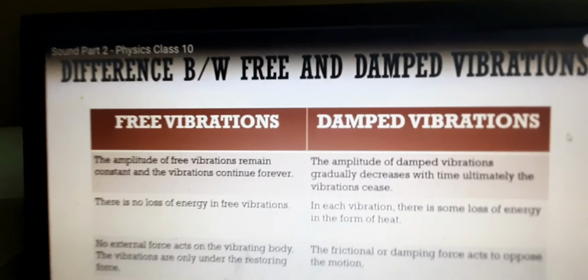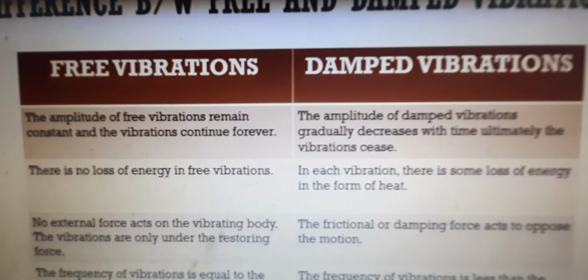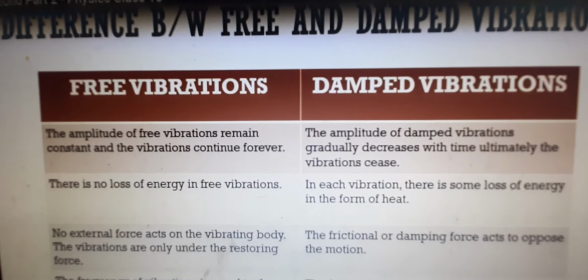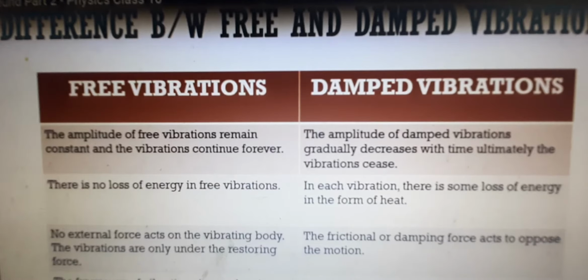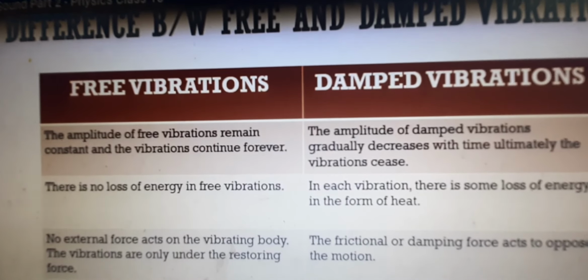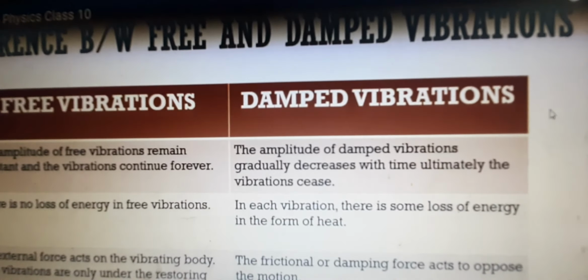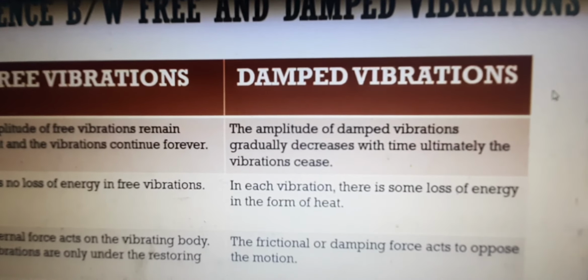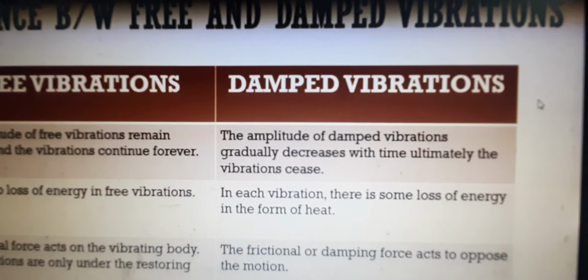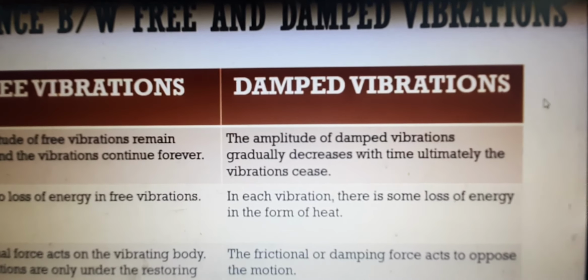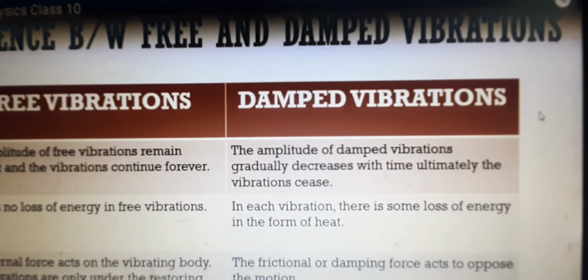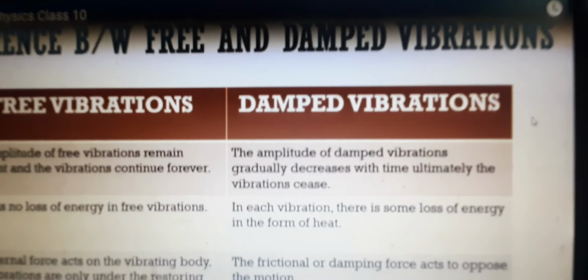Now we come to the difference between free and damped vibration. So that is very important. You see here, the amplitude of free vibration remains constant. This first point is very important, that in case of free vibration, the amplitude remains constant and the vibration continues forever because there is nobody to stop it. Okay, it will go uninterrupted. But in the second case, damped vibration, the amplitude gradually decreases with time. Ultimately, the vibration ceases. So if you vibrate a pendulum, it will start vibrating with a large amplitude in the beginning, but after some time the vibration will become of lesser and lesser amplitude and finally it will cease.